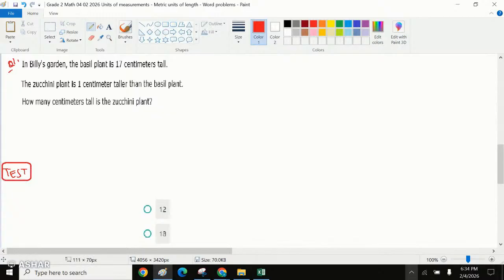In Billy's garden, the basil plant is 17 centimeters tall. And this green plant is 1 centimeter taller than the basil, right? They're asking us how many centimeters tall is the zucchini plant? We have two options, 12 and 18. So the zucchini plant should be how much?